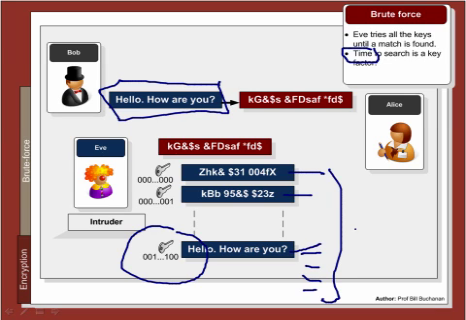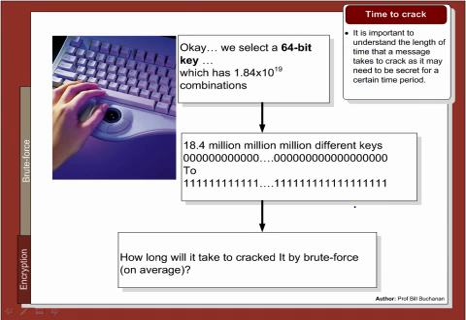So this is typically done automated with a computer program. Okay, so let's take an example. We'll take a fairly difficult 64-bit key and see how long it will take Eve on average to find the key. It has 1.84 times 10 to the 19 different keys, from there to there. Hopefully the key isn't at the start and will be somewhere near the end.